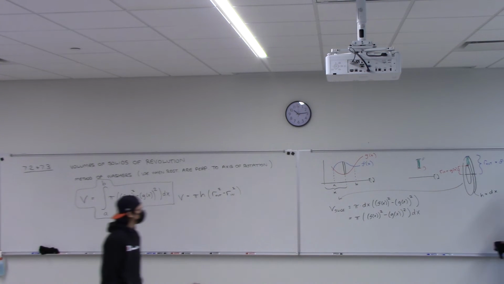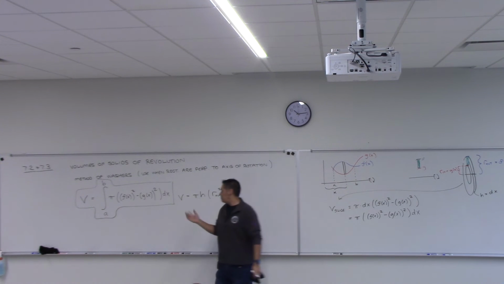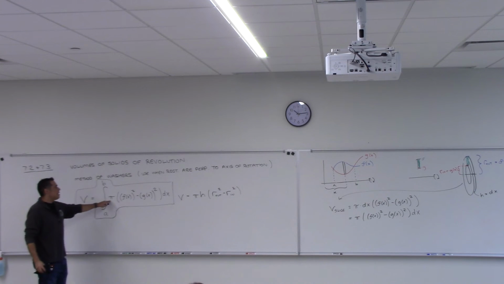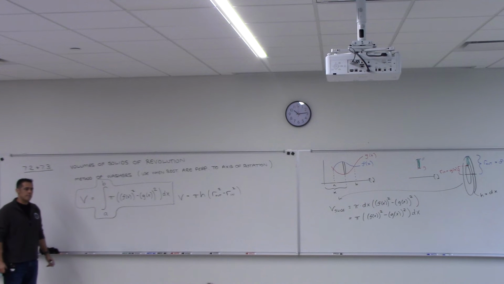Does anyone have any questions about the formula? Can we put pi out in front? Yes, pi could come out front, absolutely. Was that your question as well? Yeah. The pi is a constant, so it can come out front. Any other questions about it?